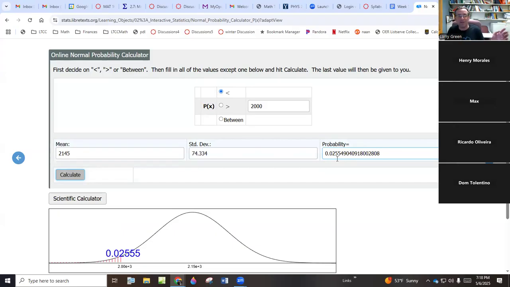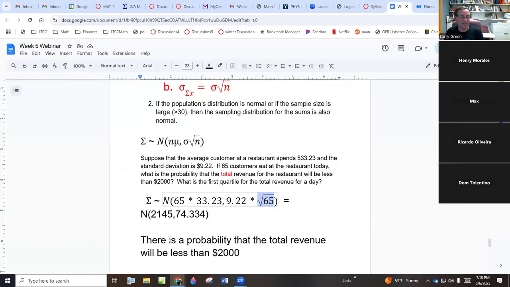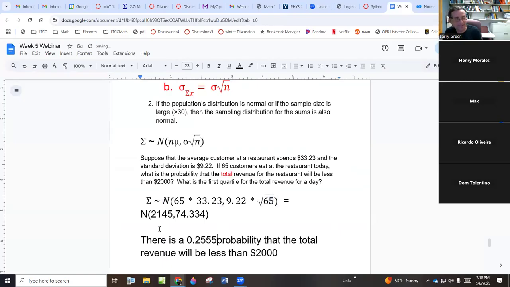0.025549, or how about 0.0255 is 5. So there is a 0.2555 probability that the total revenue will be less than $2,000. Any questions? Did I do anything that was brutal?